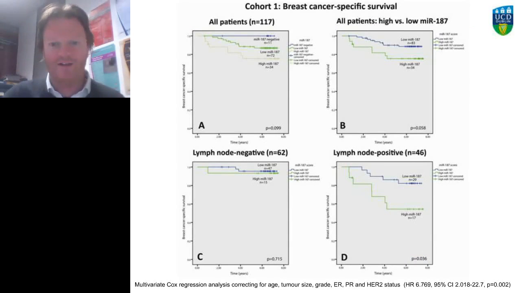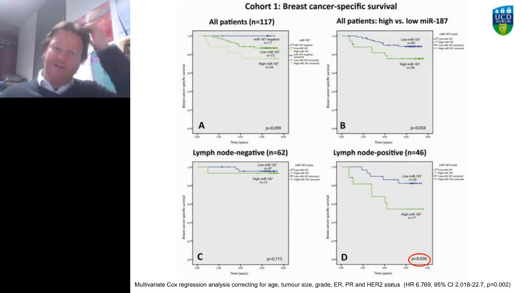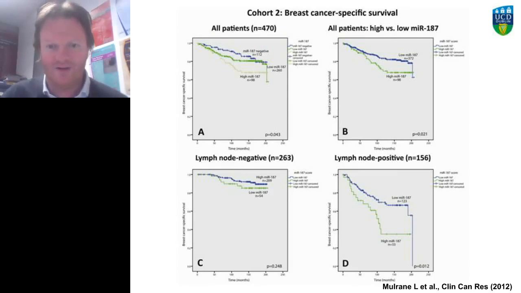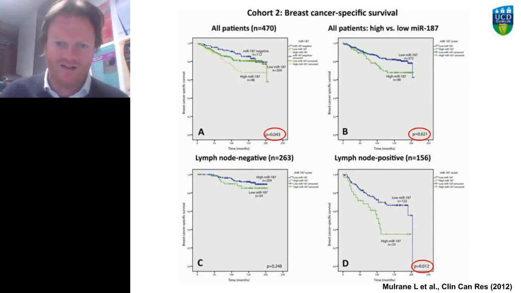And basically, what we found using this was that across our first cohort, there was a non-significant association with outcome in all patients, but in lymph node positive patients that had high expression of this microRNA had a significantly poorer outcome than patients that had low expression of this microRNA. Again, in our second validation cohort, we had more patients. So across all patients, the high expression of the microRNA correlates with poor outcome in these patients, but very strongly high expression of the microRNA correlates with poor outcome in lymph node positive patients compared to lymph node negative patients.